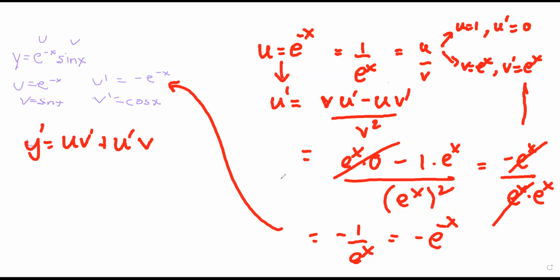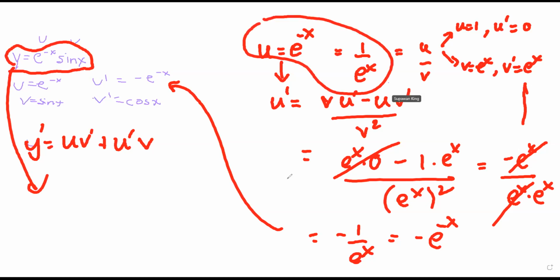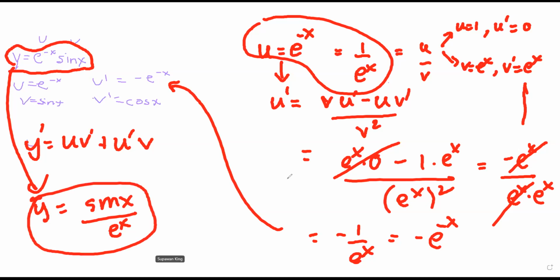But another way to do it, you can use the same concept as what I wrote down here, u equals e to the negative x as 1 over e to the x. I can rewrite the y as sine x divided by e to the x, and then just use the quotient rule from here, from this version of the y. So you do not have to deal with the negative power of the e. So this can be another u and v. So u is sine x and v is e to the x, and it will come out the same answer as what you got.